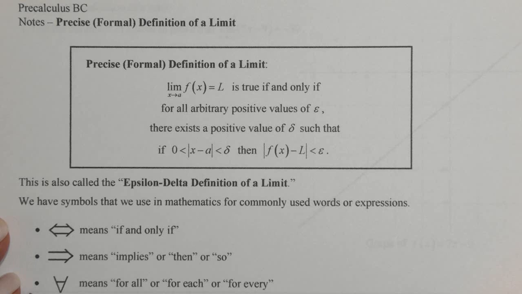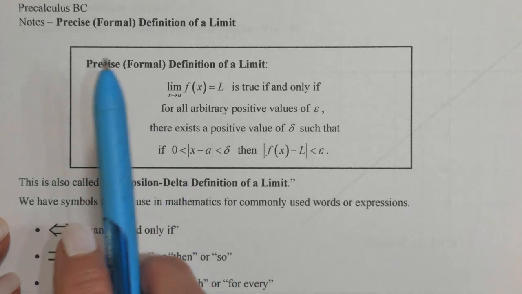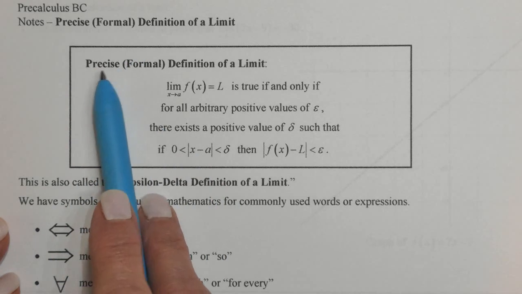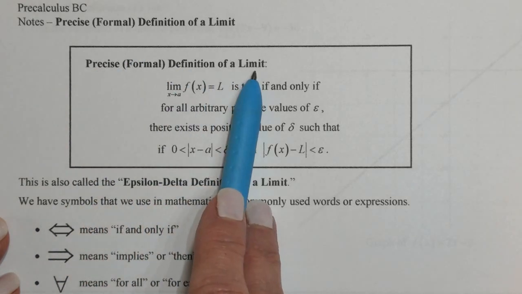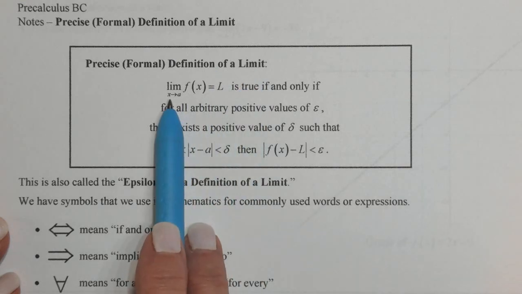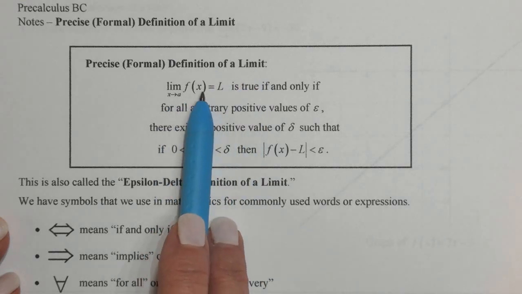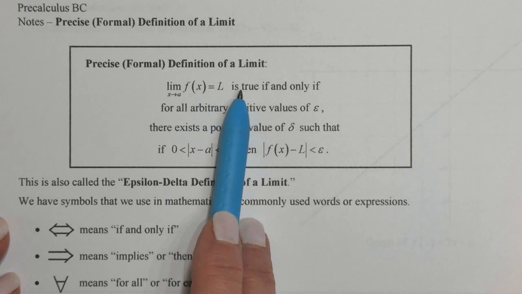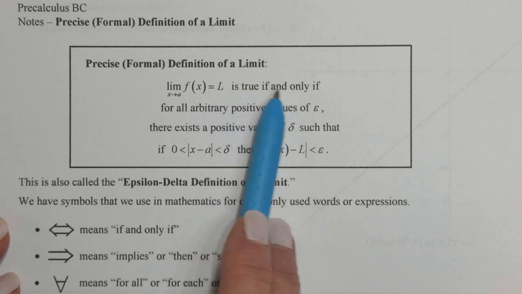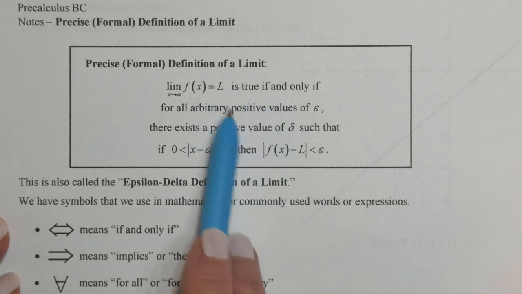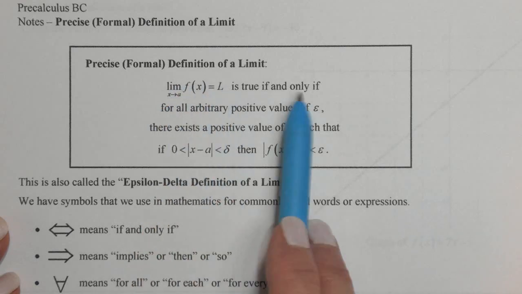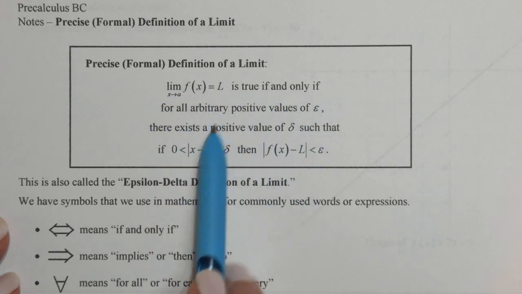This is very, very conceptual. All right, let's jump right in, and I'm going to tell you what the formal or the precise definition of a limit is. So the limit as x approaches a of f of x is equal to L if and only if the following is true. So this is true if and only if this is true.